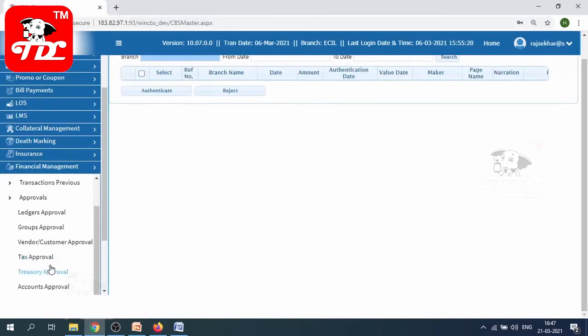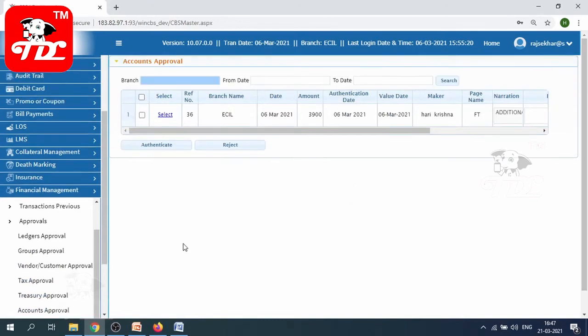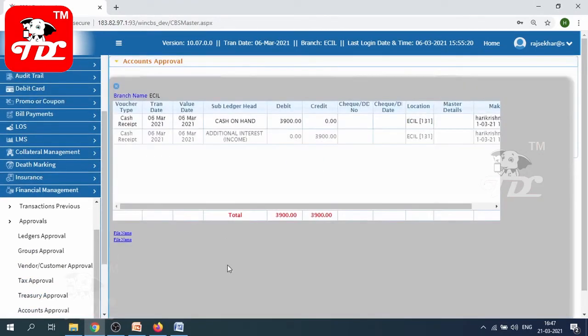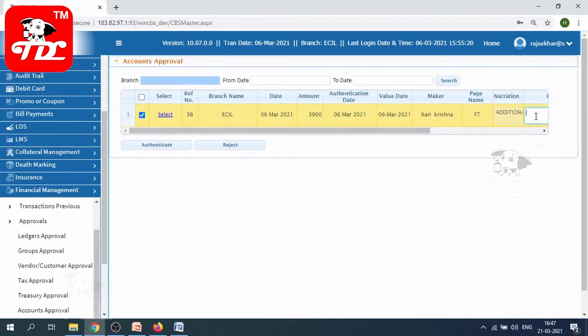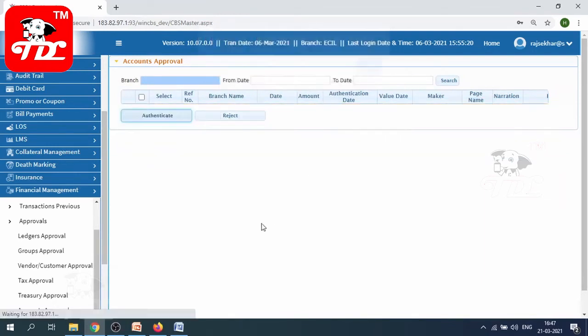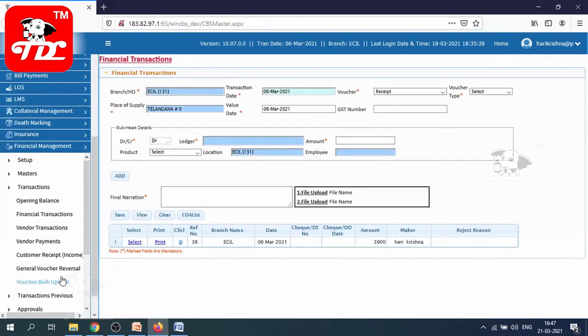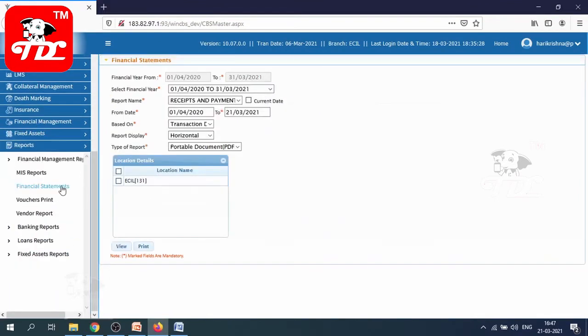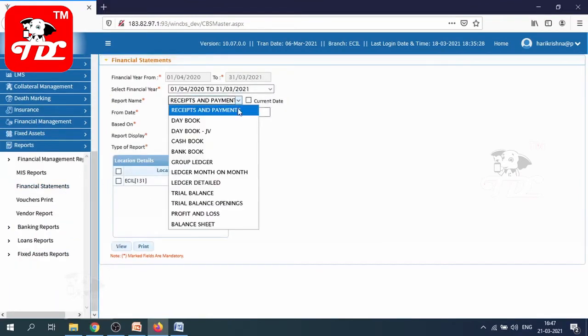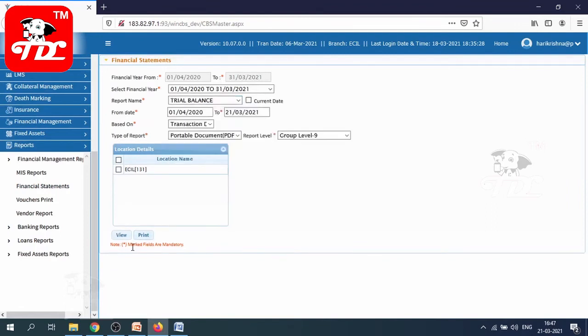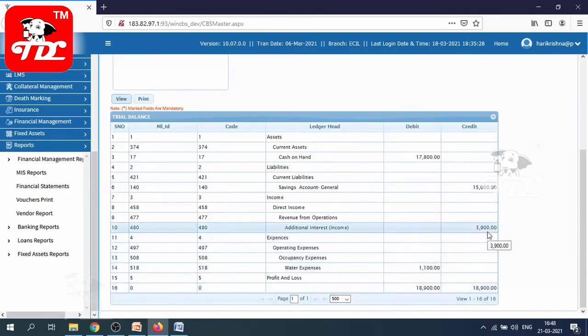So as a checker, I'll go to accounts approval. Now you can see the transaction: income received, and the second entry will be cash. Now I'll approve this one also. Transaction approved. Now we'll verify the reports. First we'll verify the trial balance. You can see income 3,900 rupees. The total was 18,900, tallied.